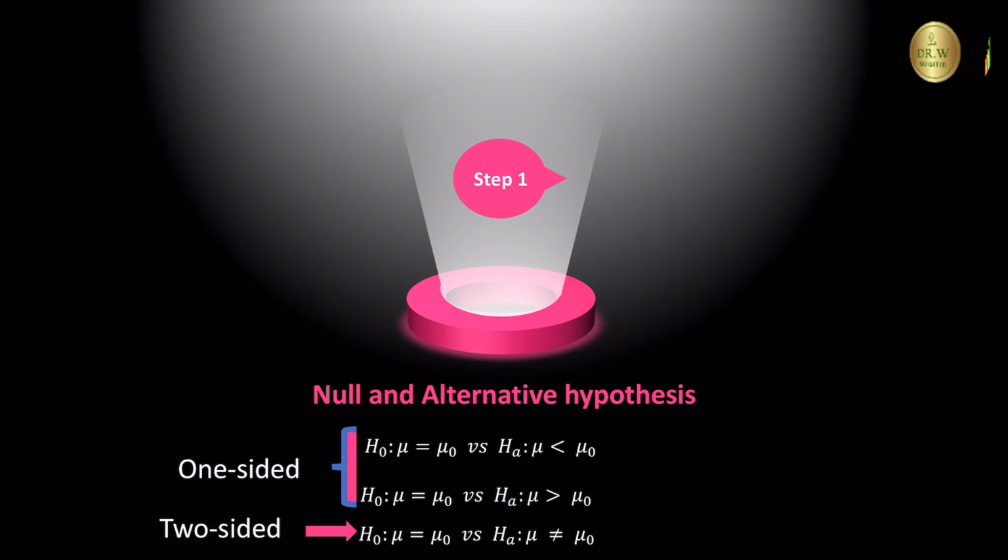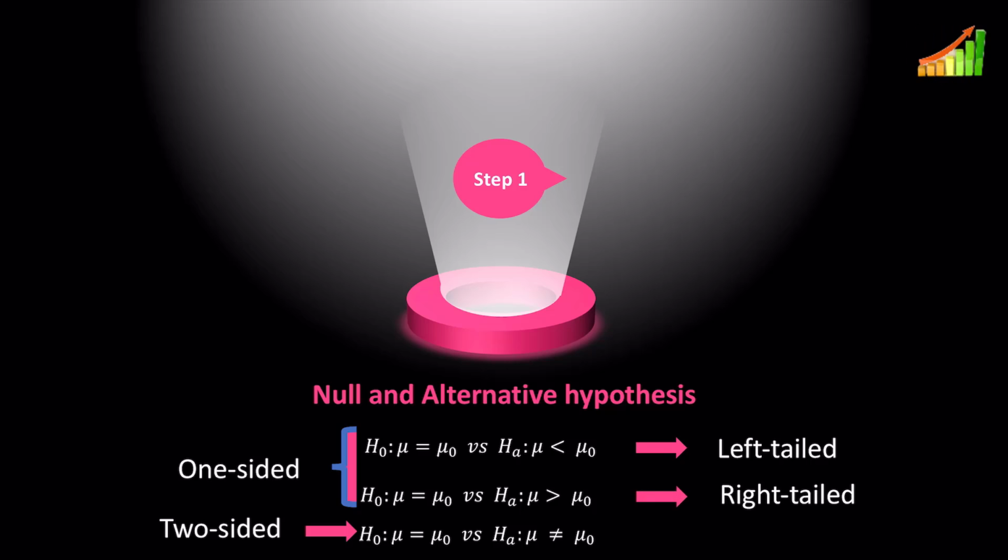Now go to the first one. The first one is the less than part. It means mu less than mu naught. Therefore we call it left tail. Then the second one is called right tail.